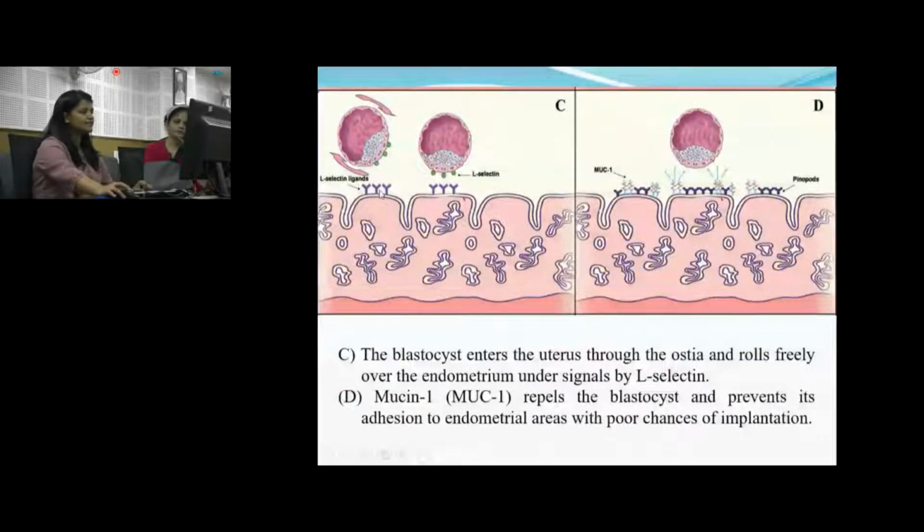Then there are certain L-selectin ligands which are expressed by the endometrium. They actually call the embryo towards themselves. There are also certain proteins known as mucin 1, which are on those portions of the endometrium that are not conducive for implantation. So they actually repel the blastocysts away from these places to the places where L-selectin ligands are expressed more. The places where the L-selectin ligands are expressed most are the places where embryo implantation can happen very nicely.